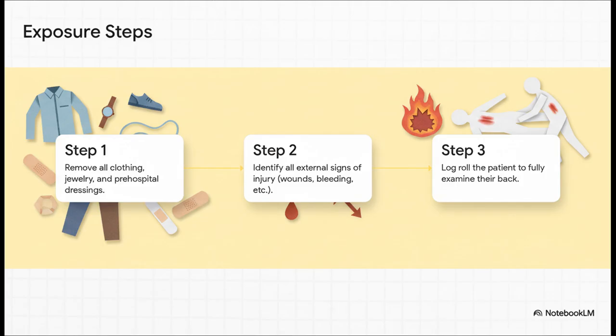And this initial step has to be thorough. We remove everything: clothing, jewelry, even the dressings that were put on in the field. The logic is simple, right? You can't treat what you can't see. This is exactly how we find those hidden stab wounds or other sources of bleeding. And log rolling the patient to check their back, that's not optional. It's a mandatory part of the process to make sure we don't miss a thing.